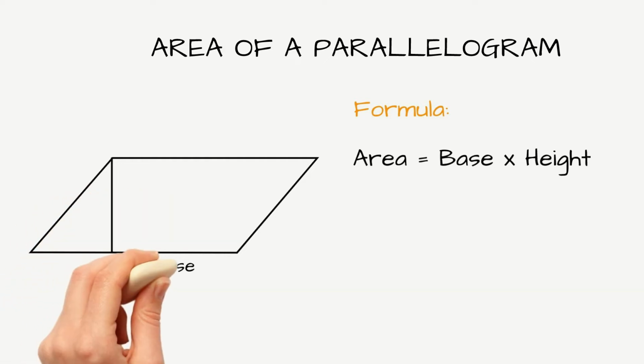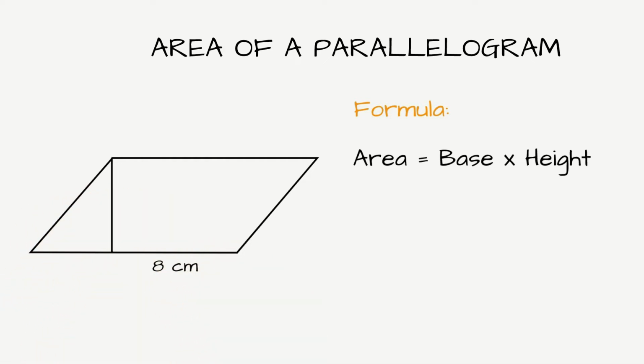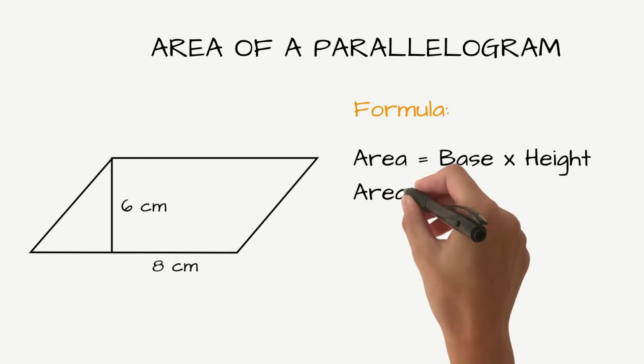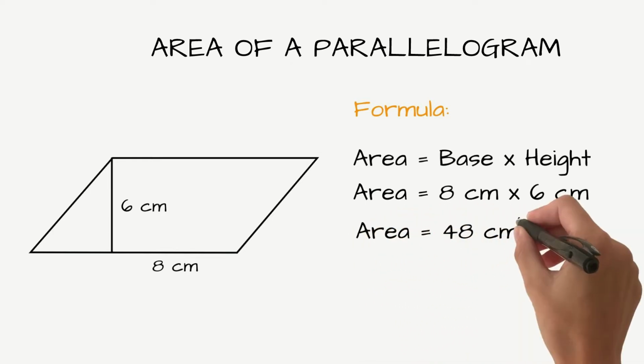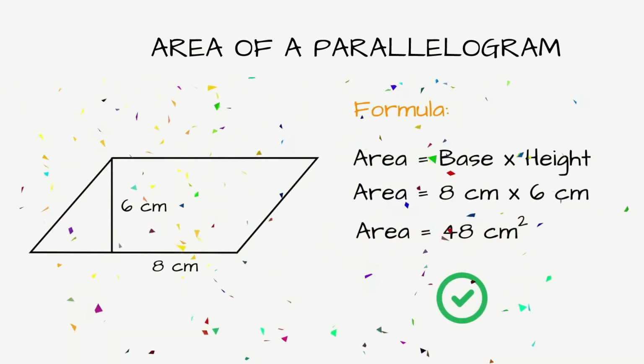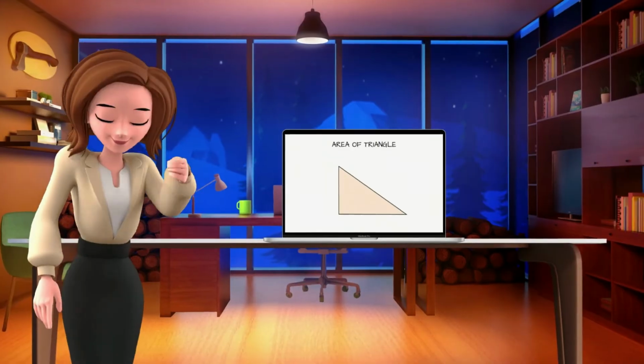So, if this parallelogram has a base of 8 centimeters and a height of 6 centimeters, we can multiply them together to find the area of this parallelogram. Let's try it. Area equals base times height. Area equals 8 centimeters times 6 centimeters. Area equals 48 square centimeters. Well done!